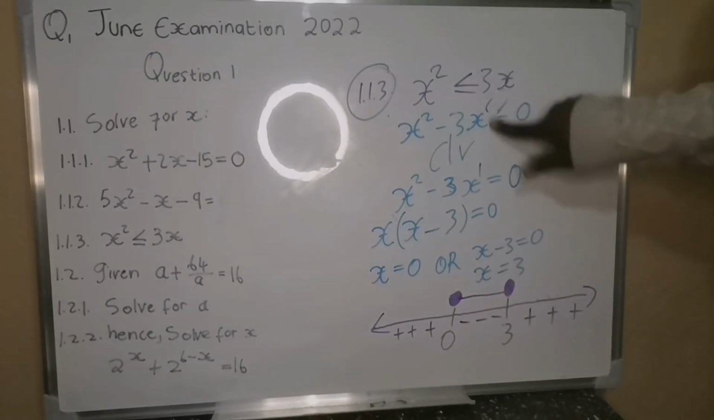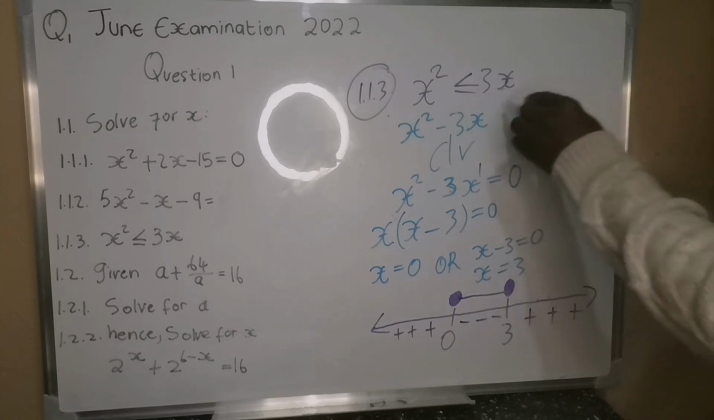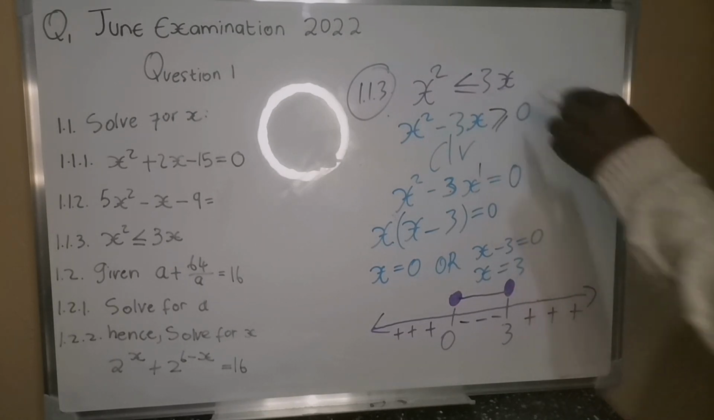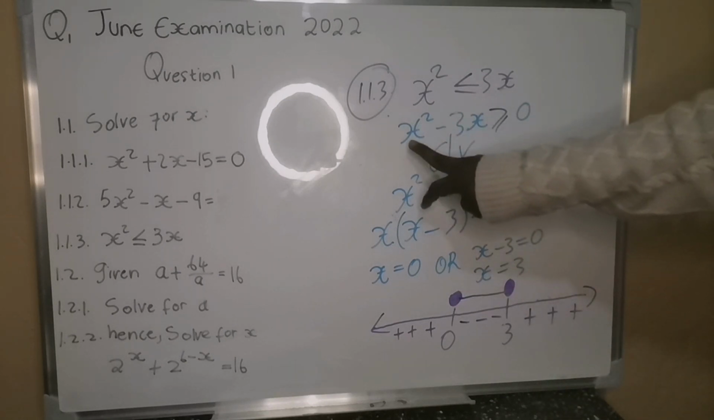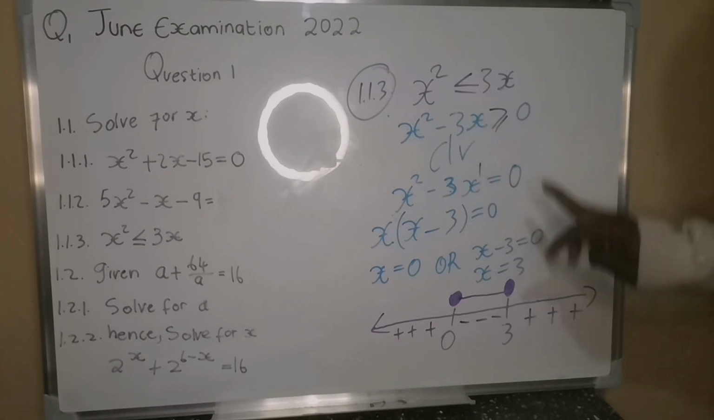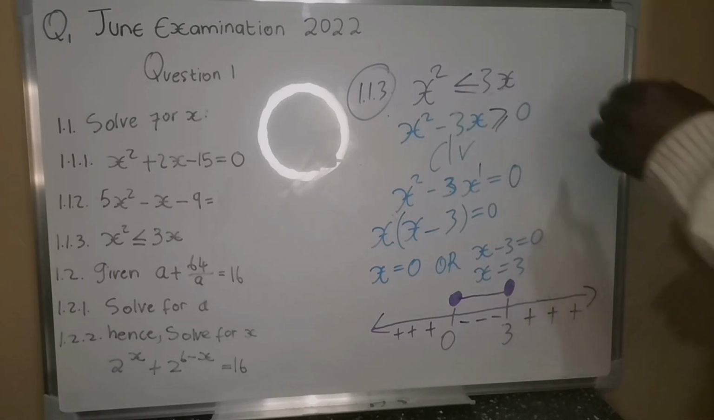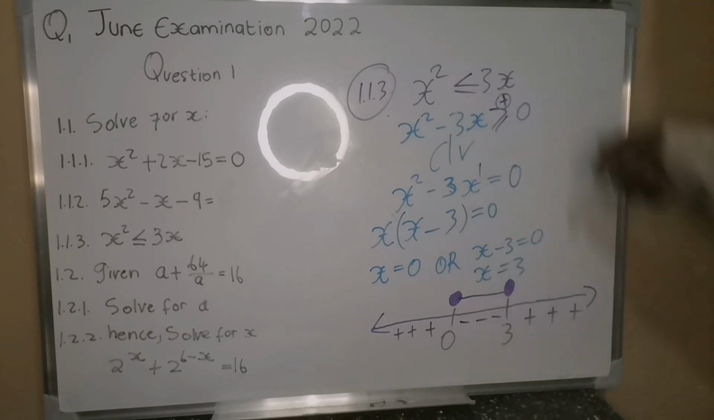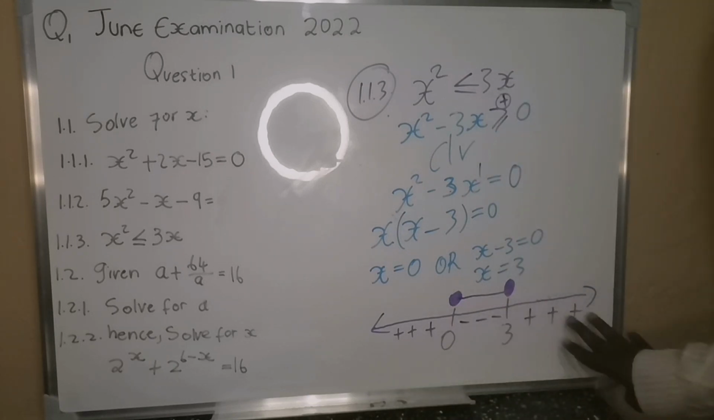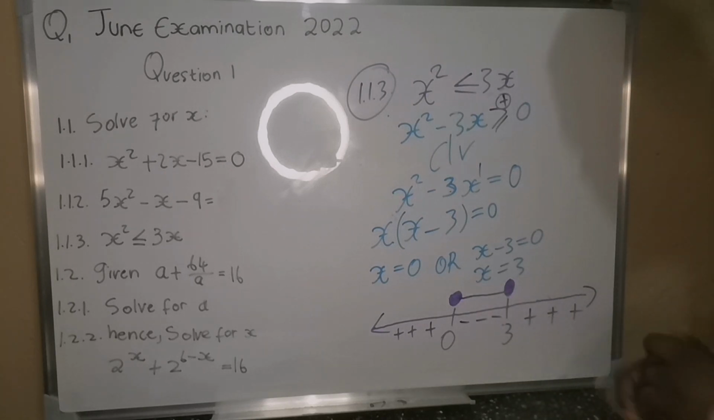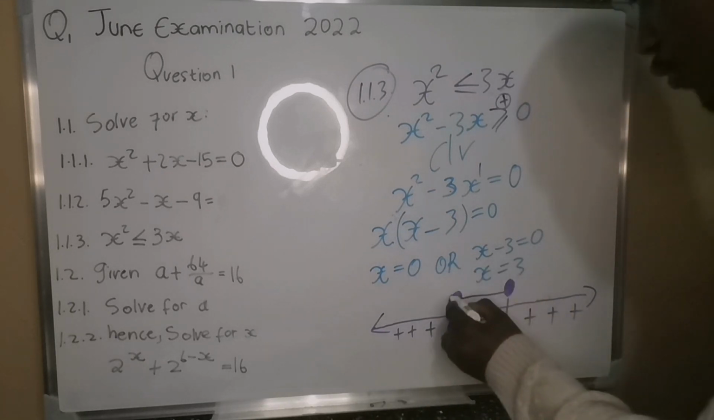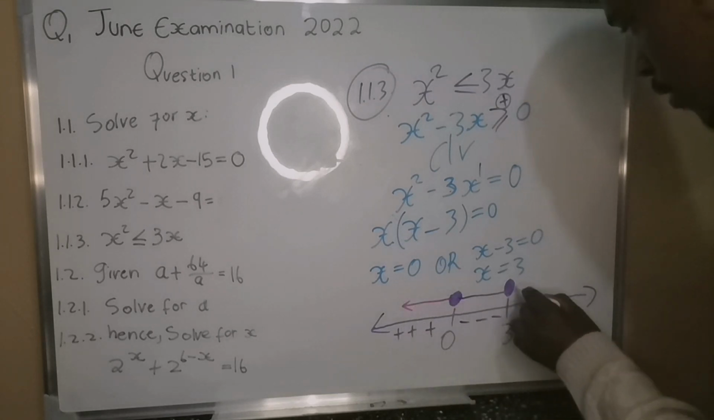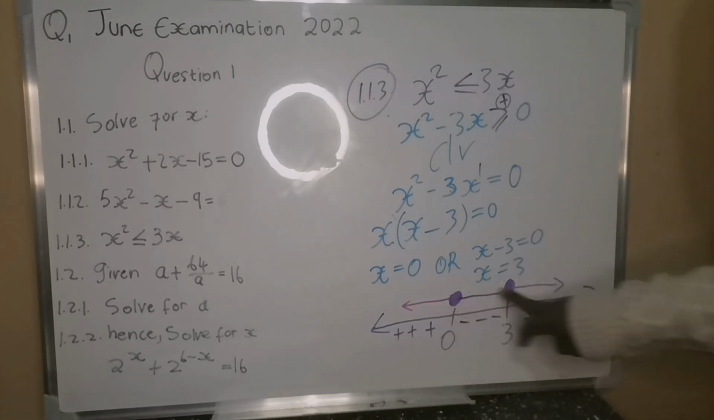If this sign was the opposite, if you had something like this, bigger than or equal to 0, we are saying x squared minus 3x should be bigger than 0. Which values are bigger than 0? In terms of their signs, they are positive. Therefore, between which interval do we find those values that are positive? You just draw your number line like this, guys. You remove this one, obviously.